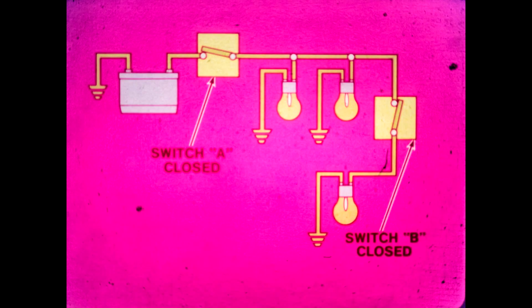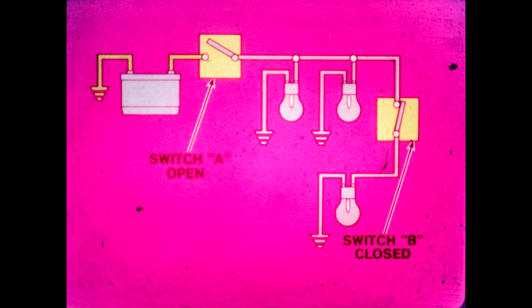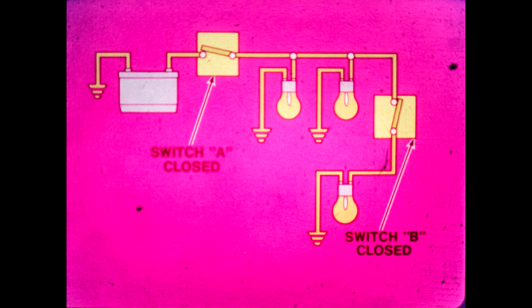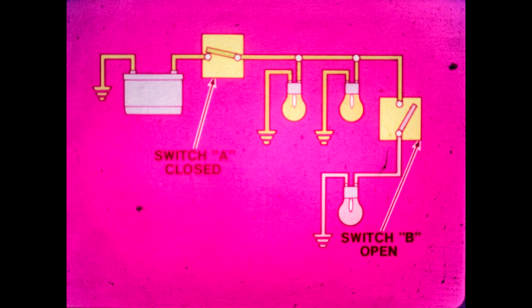Now look at this closed series parallel circuit. What happens if we open switch A and leave switch B closed? Since switch A is connected in series, it breaks the flow of current and all of the lights on the circuit would turn off. Now, what happens if we open switch B with switch A closed? Since switch B is connected in parallel, it would turn off this light and all others would continue to burn.